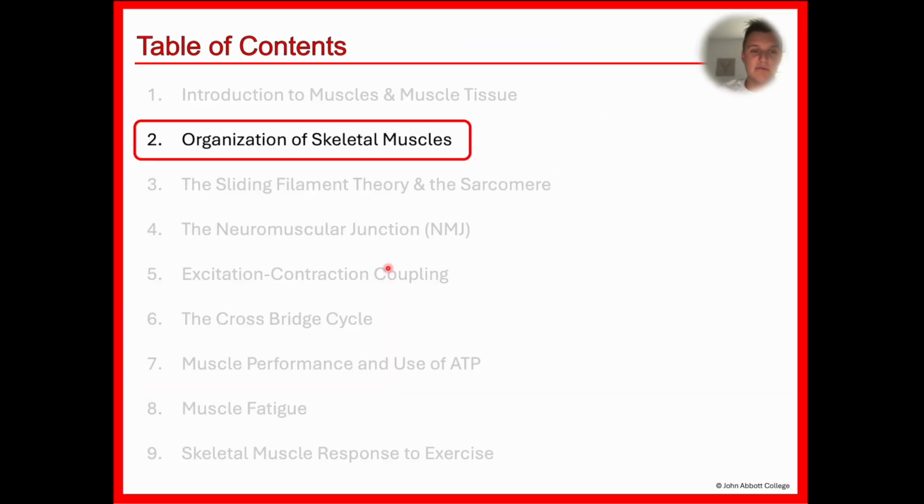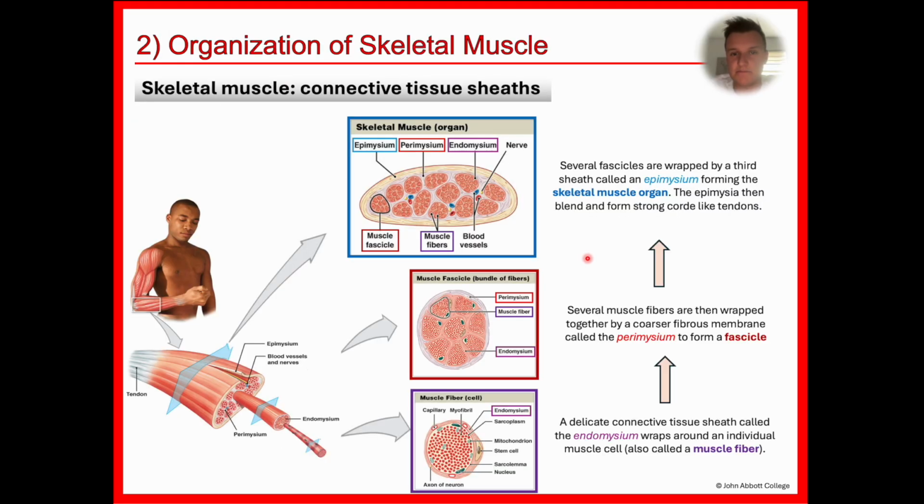Now I want to talk about the organization of skeletal muscles. Skeletal muscle has different connective tissue sheets around it. They call them sheaths, right? There's these thick layers around.